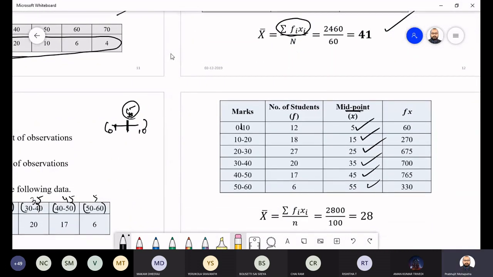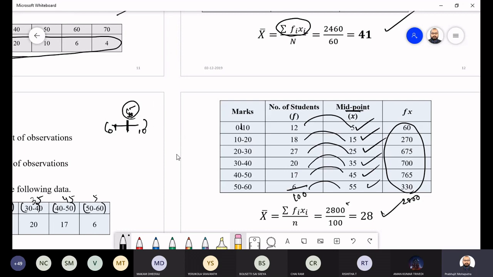Getting it? So you just multiply 12 into 5, 60, 18 into 15, 270, 27 into 25, 20 into 35, 17 into 45, 6 into 55. Then you just take the sum of these numbers. That is nothing but you are going to get 2800. Divide by total frequency, which is 100. So you just divide, you will get the mean. Getting it?